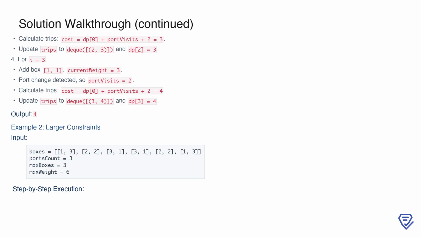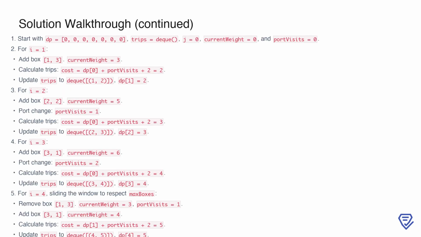Now, transitioning to a second example with larger constraints, we observe a new setup with 6 boxes, 3 ports, and more relaxed limits for max boxes and max weight. Here, we initialize dp as 0, 0, 0, 0, 0, 0, 0 to accommodate the 6 boxes, and reset trips, j, current weight, and port visits to their initial values.